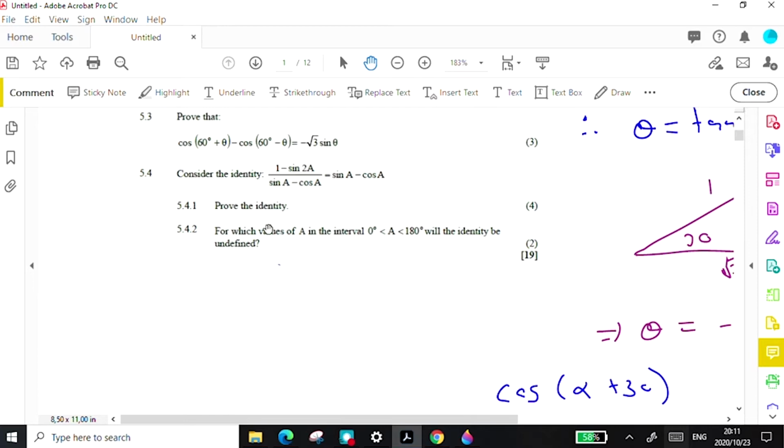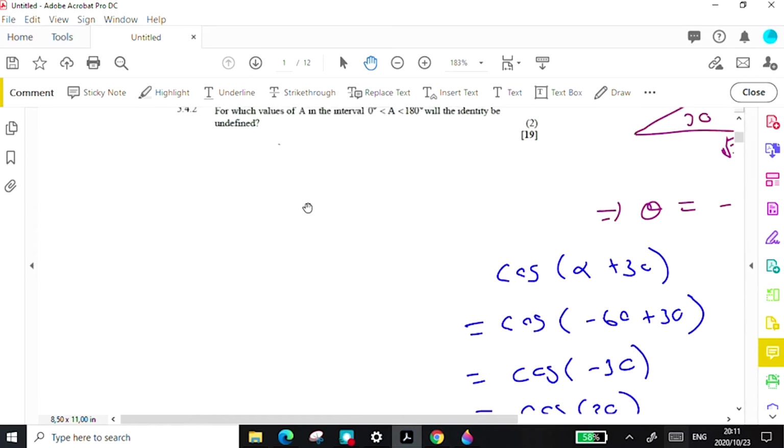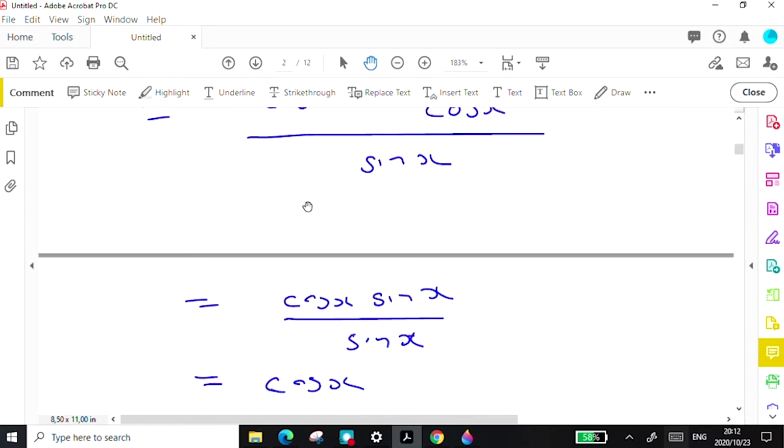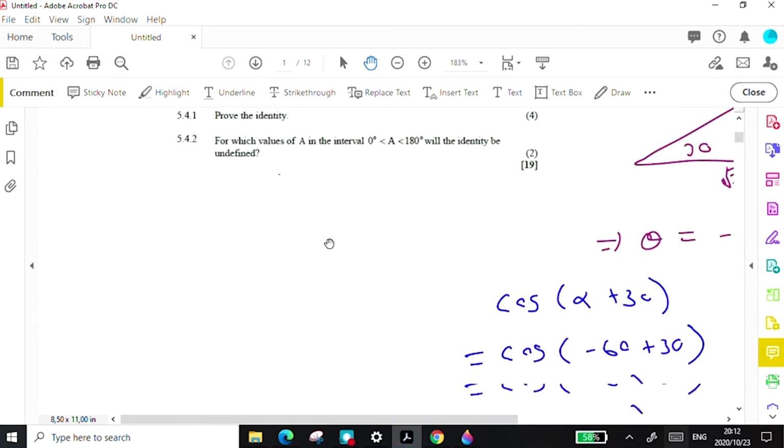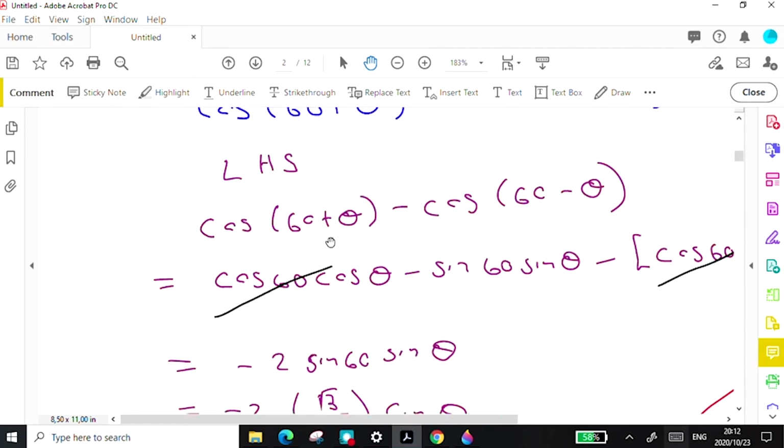And the second part was to find the values for which the identity will be undefined. Those values occur when the denominator is equal to 0. This will be undefined when the denominator is 0. That is, when sine a minus cos a is equal to 0.